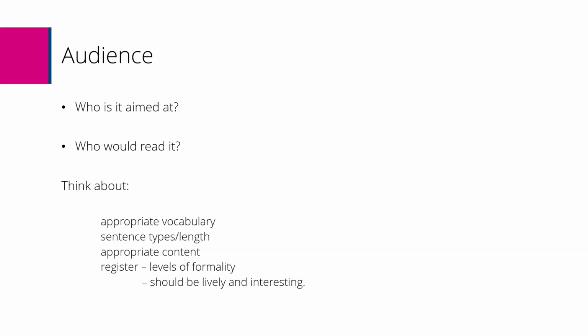So when we're thinking about audience, as we were a little bit earlier when we were looking at some of those little extracts, who is it aimed at? Who would read it? And we're thinking here about reading and writing, of course. So it's always important to think about the audience and who's going to be reading your piece. So who's it aimed at? Who should read it? Thinking about appropriate vocabulary, sentence types, length, appropriate content, register, levels of formality, should be lively, interesting, all of those things. Always thinking about the audience.